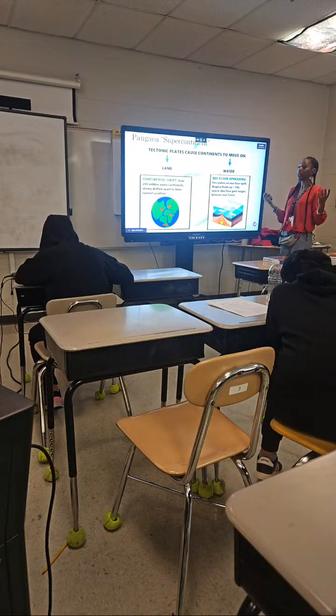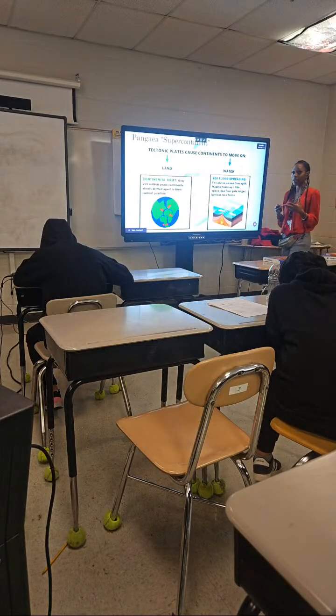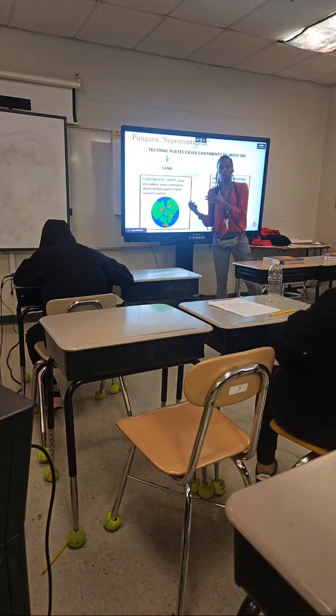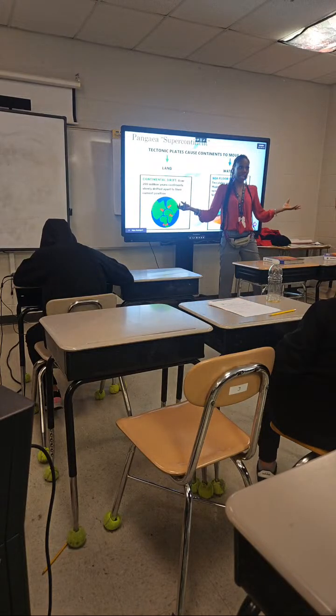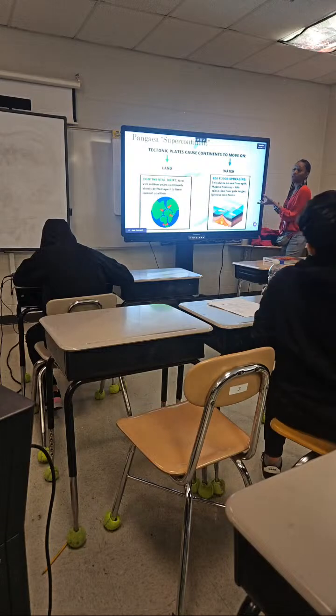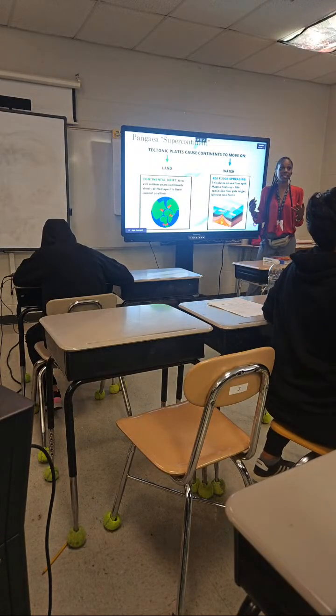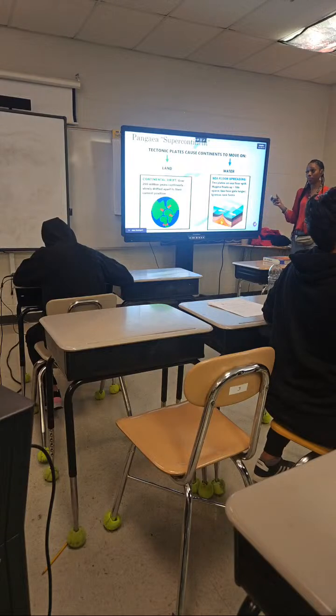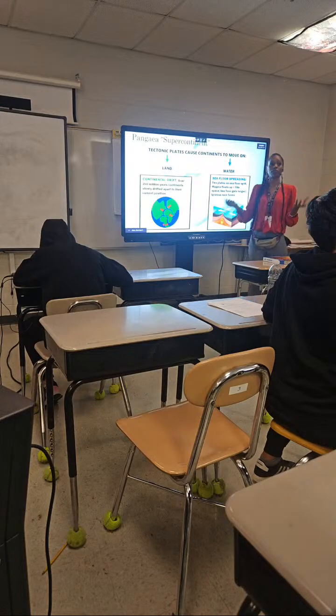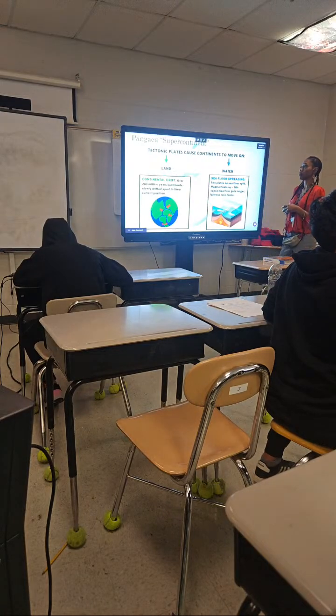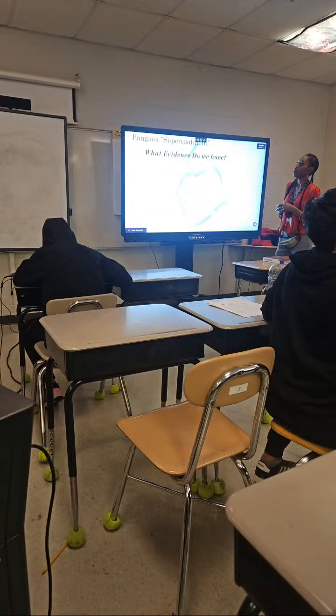So again, when plate tectonics takes place on land, we're talking about the continental drift, where the continents move, land moves. And then when we're talking about plate tectonics in water, we're talking about the sea actually spreading apart and lava, magma floating up, forming igneous rocks. Okay.